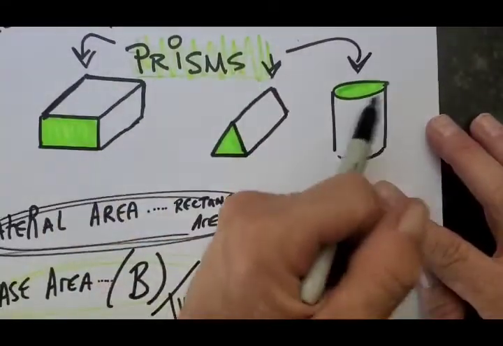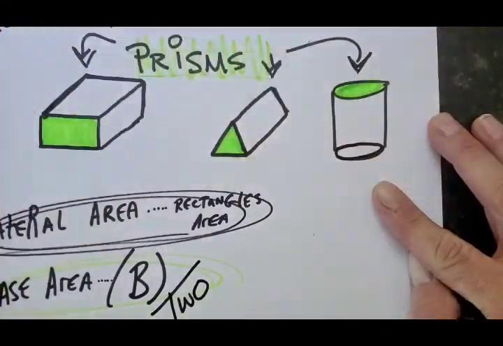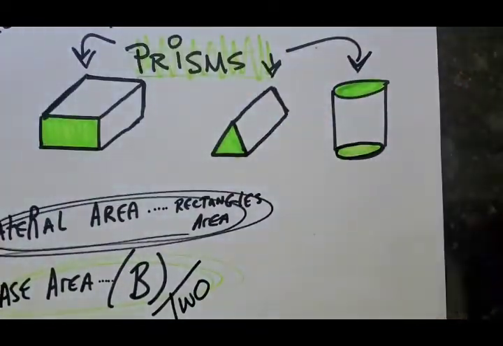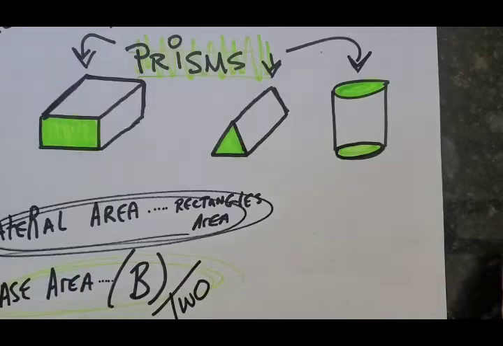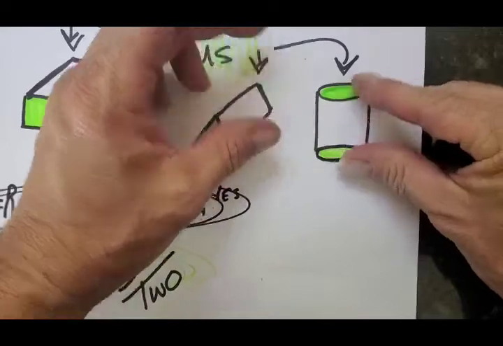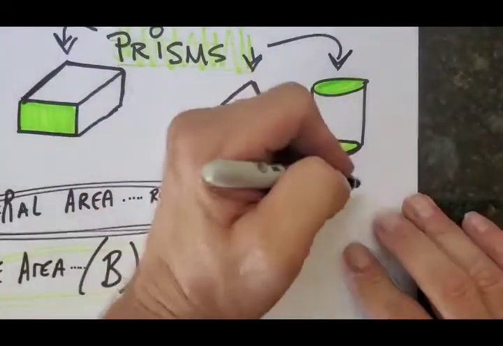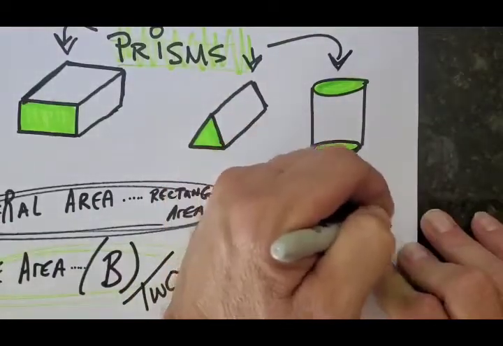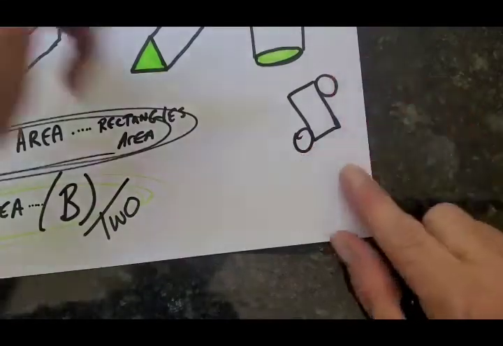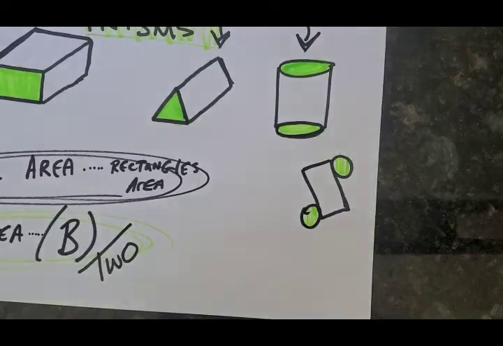Okay? So perhaps this is the easiest one to show. In this case, the circles are called the bases. So we would have to calculate the area of both of those circles. And then the lateral area, these are the rectangles that hold the bases together. In this case, if you were to cut it and open it up and lay it out on the table, you'd basically have this. You'd have two circles, and you'd have one large rectangle to find the area of.